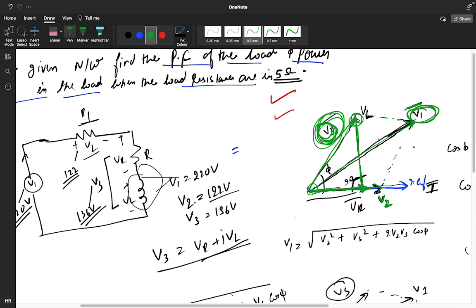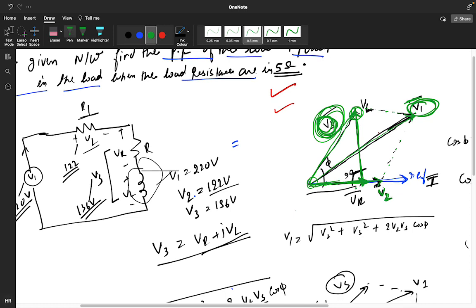See, first in this particular question you have to draw the VR diagram, the load resistance voltage. There you have VR and VL. This is your VR, and this particular one is your VL.